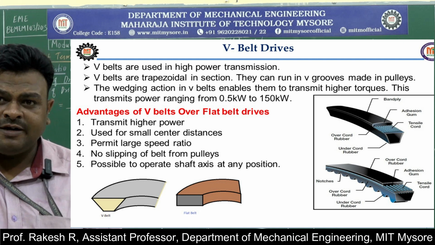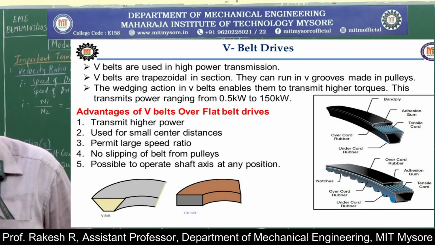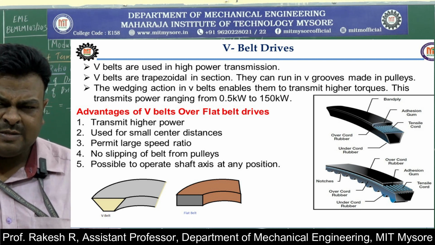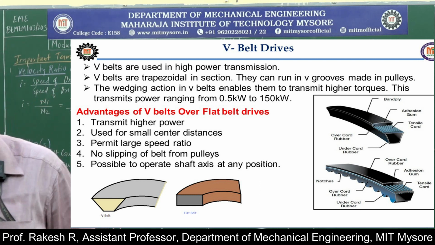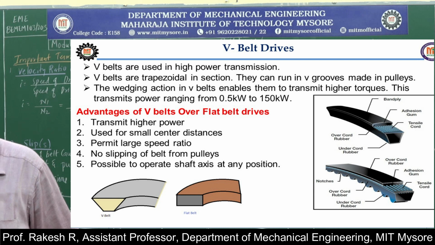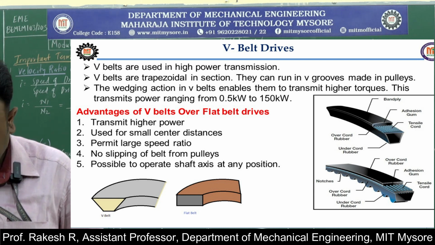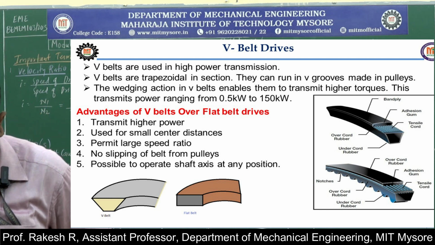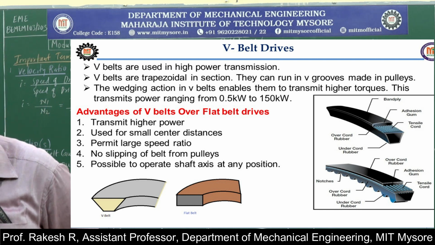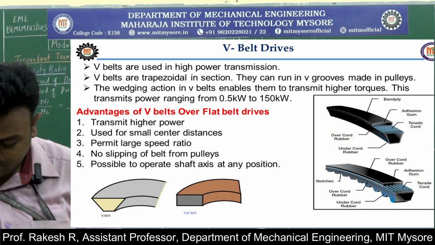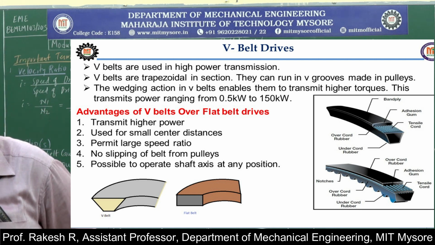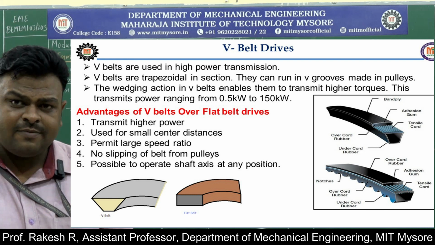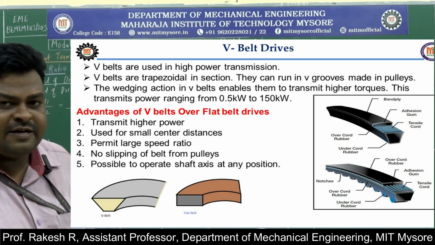That is also important, speed ratio or velocity ratio. There is no slipping of belt compared to flat drives. V-drives have less slipping. Then it is possible to continue the drive temporarily if one of the belts snaps. That is one of the advantages in case of V-belt drive, and we can operate with the shaft at any position, and several machines can be driven from a single driving shaft. These are the several advantages of V-belt drives.